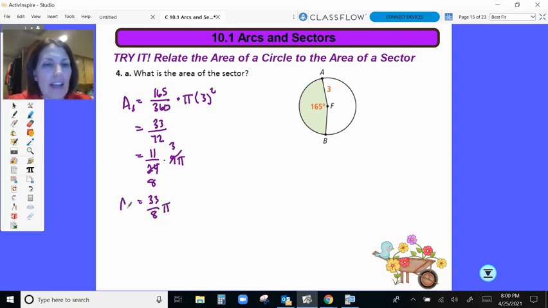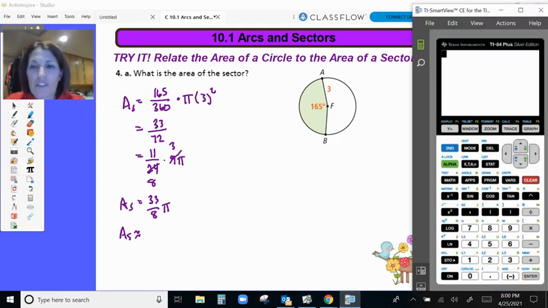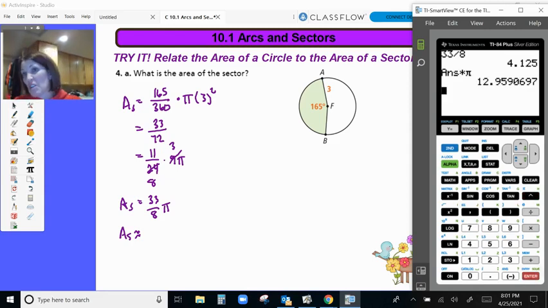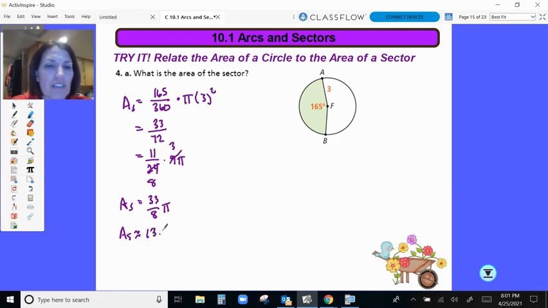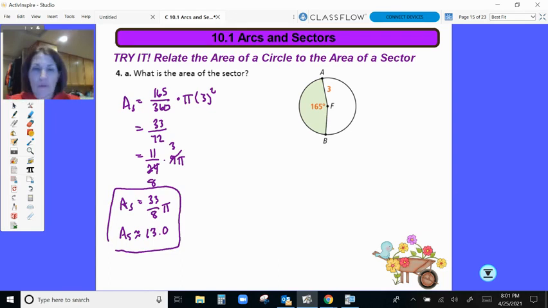And that will be my exact answer, right? If I want to simplify or multiply that out and get an approximation, I would have my 33 divided by 8, and then multiply that by pi. That gives me about 13.0. So about 13.0 for this one. So that's both my exact answer and my approximation.